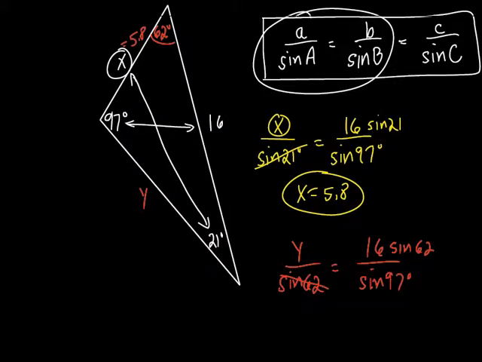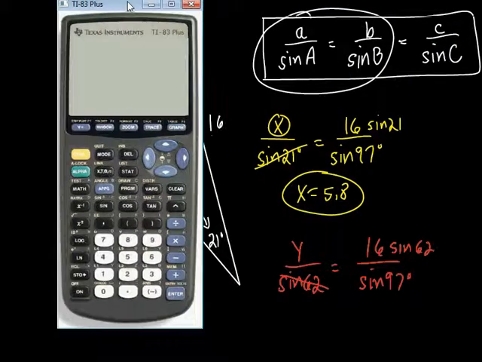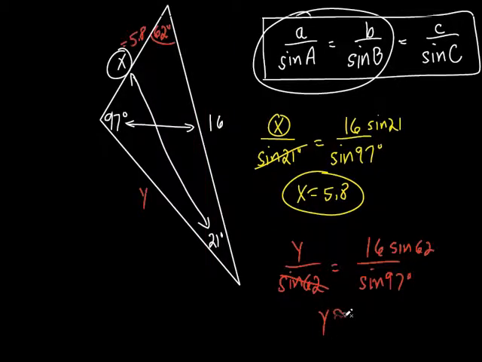So you throw that in the calculator and you see what you get. And let's just do it one more time so we can practice doing this. So it's 16 times the sine of 62 divided by the sine of 97. And that's about 14.2. So y is approximately 14.2. And that would be this one right there. Let's see if that makes sense.